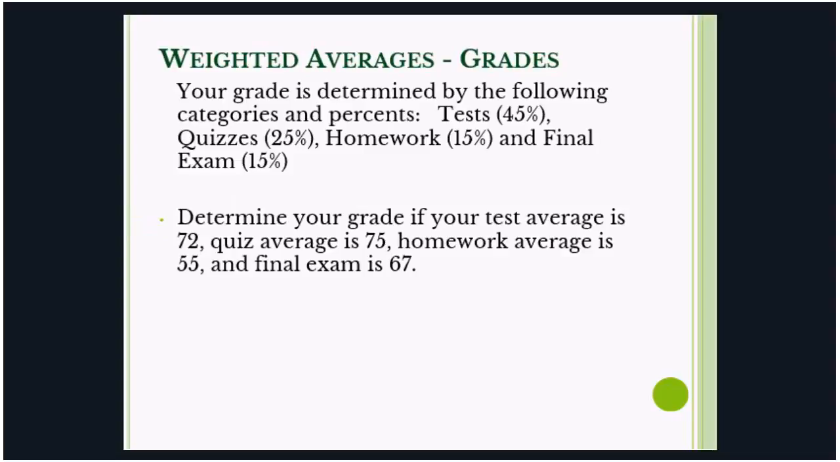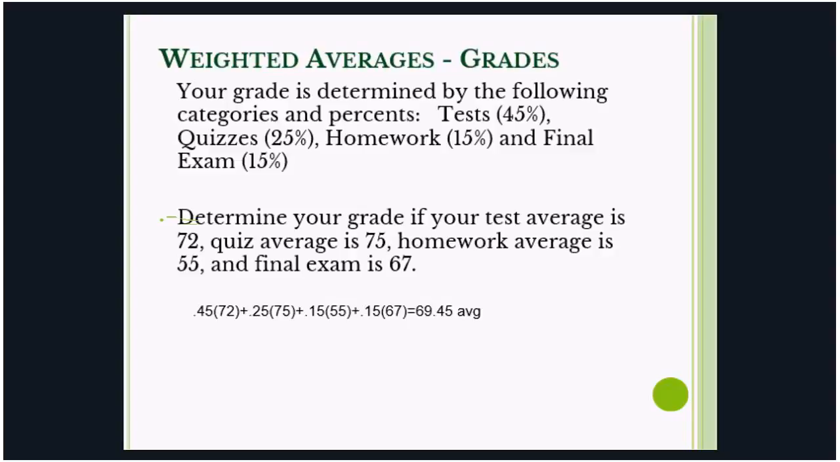All right, weighted averages. You want to determine what your grade is. To do a weighted average, you need to know the percent of each category. And by the way, all those percentages need to be converted to decimals in your calculations. So we have tests at 45%, so we're going to represent that as 0.45. Your test average is 72. We add that to the quiz percentage, which is 0.25, and I have a 75 quiz average.